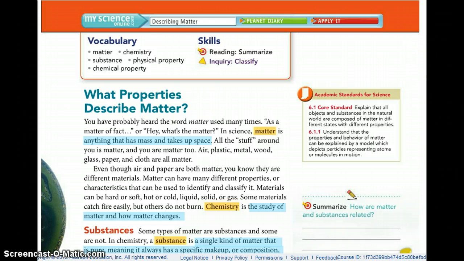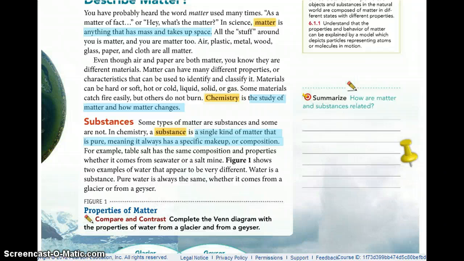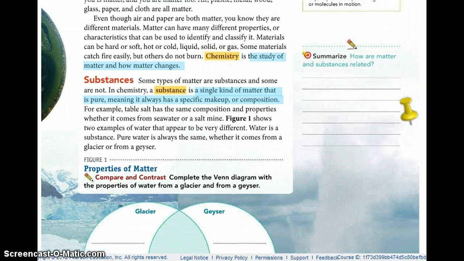All of this leads to a specific type of matter, and that is a key word that can be mixed up at times, and that is the word substance. Pay careful attention to the definition of substance. It's a single kind of matter that is pure, meaning it always has a specific makeup or composition.